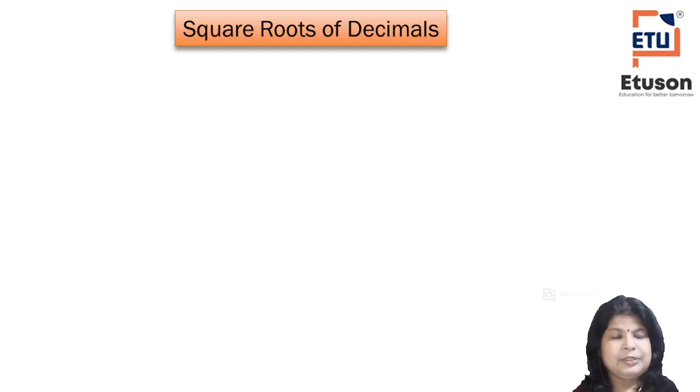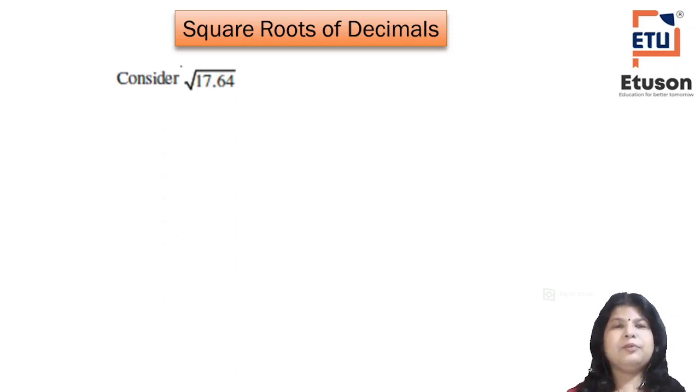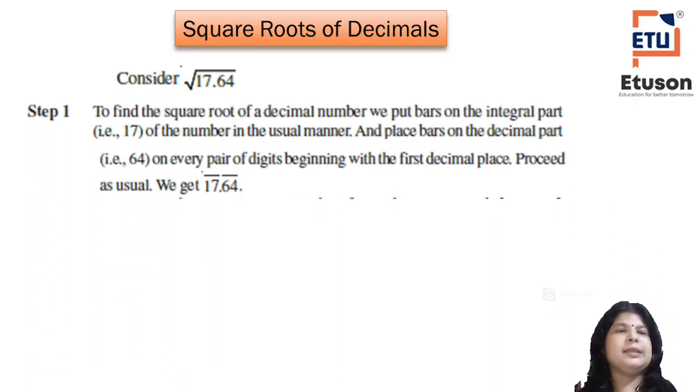So as I told, today we are going to learn square root of decimal. So for that, let us consider one number. So we are going to find out the square root of the number 17.64. Okay, so what is step 1? So first we have to pair the number by putting some bars. So step 1 to find the square root of a decimal number.